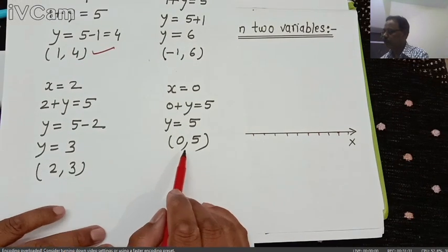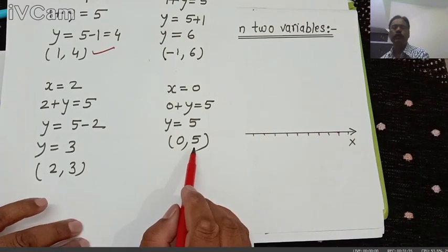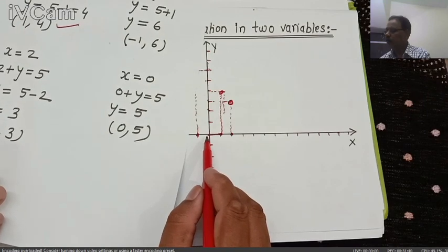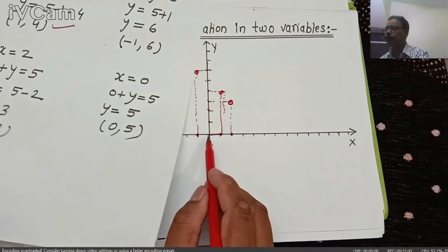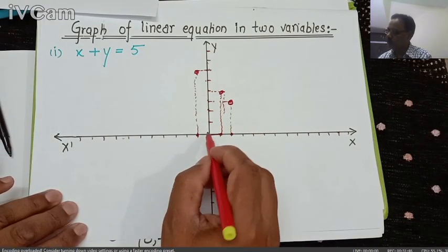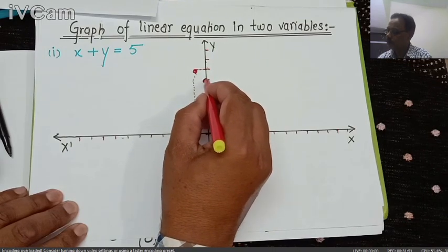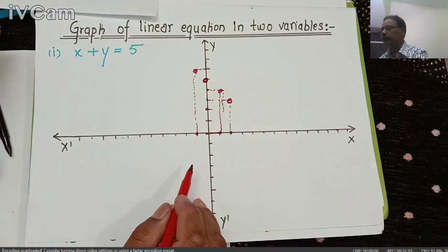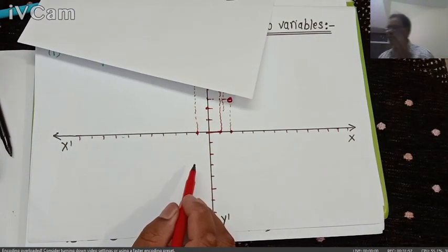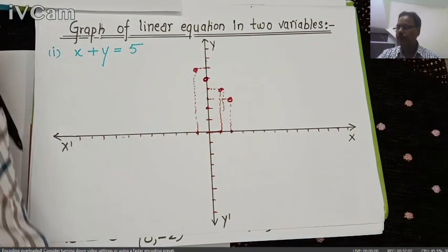And the last solution we have to plot is 0, 5. It means on the x-axis we don't move anywhere from the origin. Understand? Only on the y-axis we shall move 5 units. So let us move 1, 2, 3, 4, 5 units. We have got this point. Understand? Now we have plotted all these points on the graph paper.